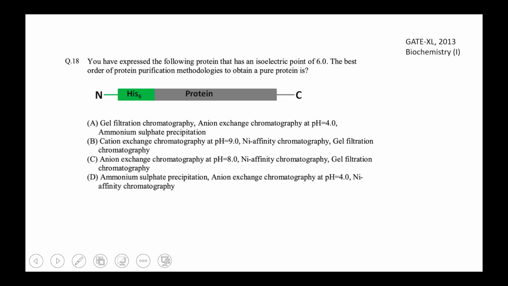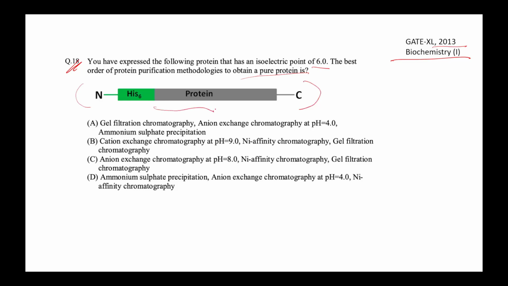This is question number 18 from the 2013 biochemistry question paper. The question states that you have expressed the following protein that has an isoelectric point of 6, and the best order of protein purification methodologies to obtain a pure protein is... This is the diagram of the protein which they have given.